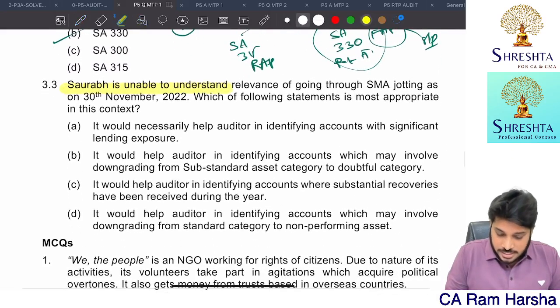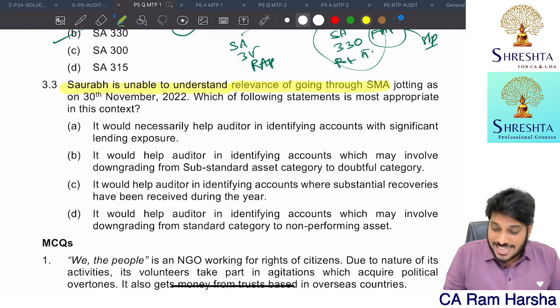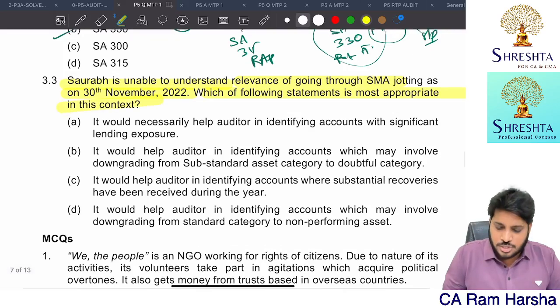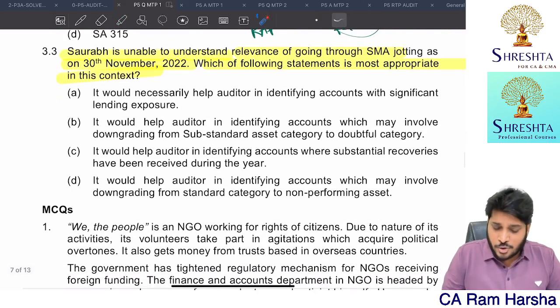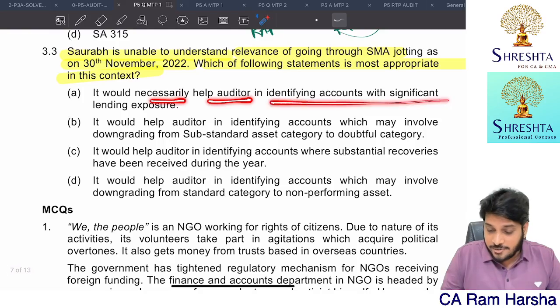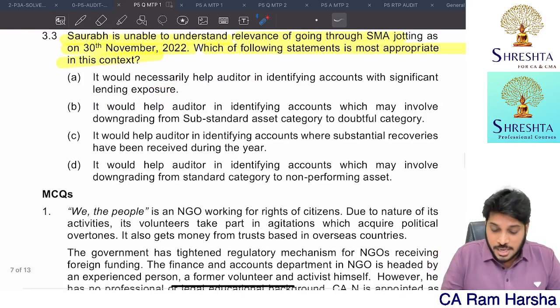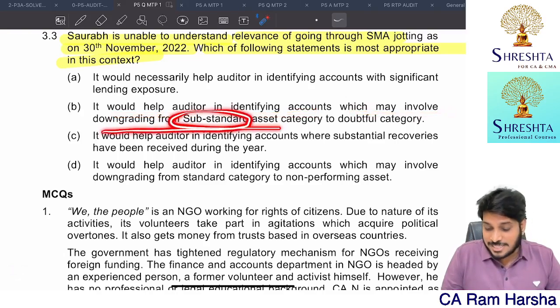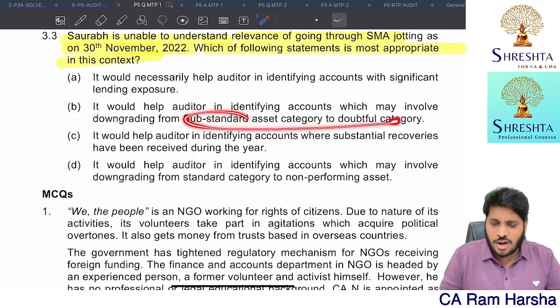Saurabh is unable to understand the relevance of going through SMA, special mention account, as of 30th November. Which of the following statements is most appropriate? Why does the SMA account have to be gone through? It is necessary to help the auditor identify accounts with significant... No, not that. It would help the auditor in identifying accounts which may involve downgrading from substandard asset category. No. Substandard is already NPA.